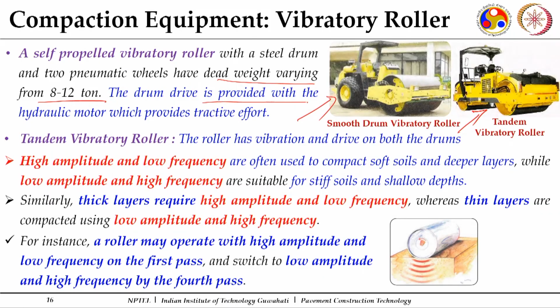The drum drive is provided with a hydraulic motor which provides the tractive forces. When you have tandem vibratory rollers, they have vibration and drive on both the drums. That is there because vibrations have to be produced from both the drums. So, that is when you have tandem vibratory rollers.